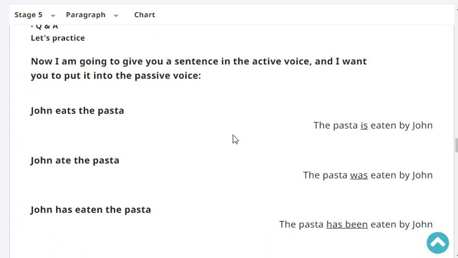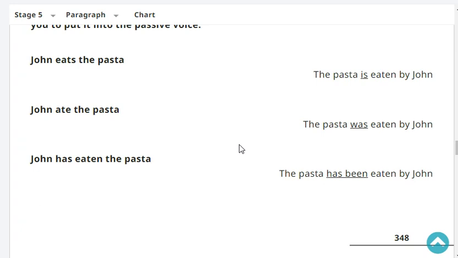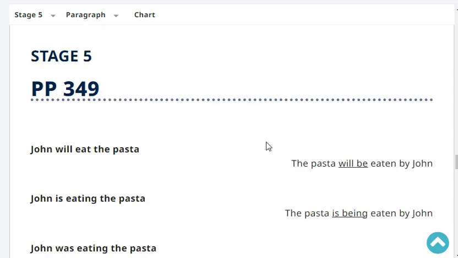Okay, now I'm going to give you some sentences in the active voice and I want you to put them in the passive voice. Okay, here we go. Number one. John eats the pasta. The pasta is eaten by John. John ate the pasta. The pasta was eaten by John. John has eaten the pasta. The pasta has been eaten by John. Very good.